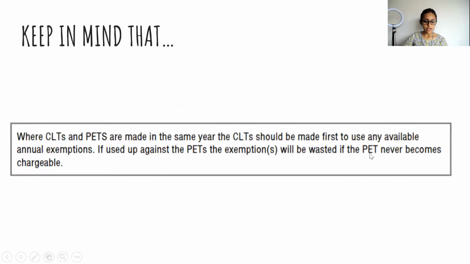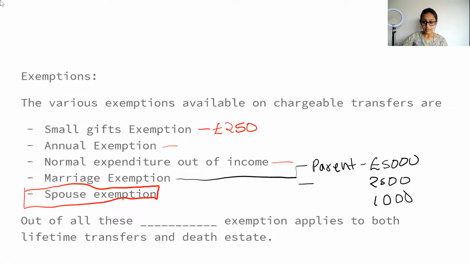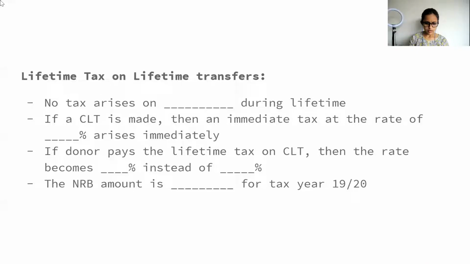All right, now let's discuss some other important points. If the donor pays the lifetime tax on a CLT, then the rate becomes 25% instead of 20%.